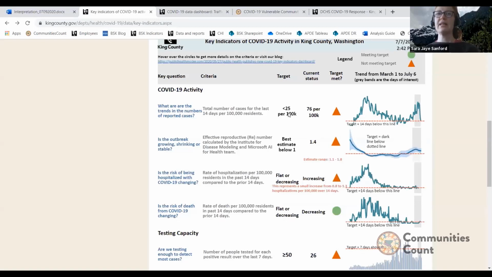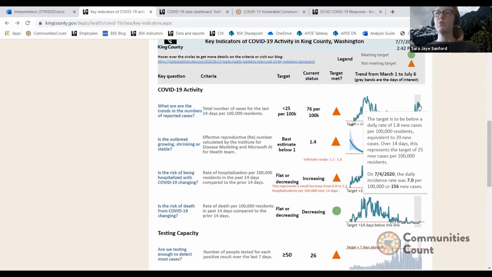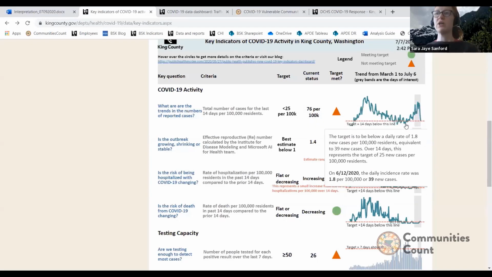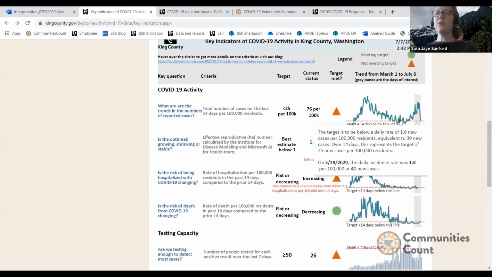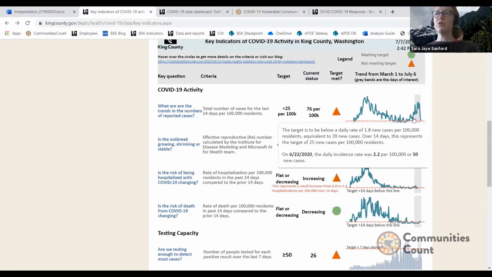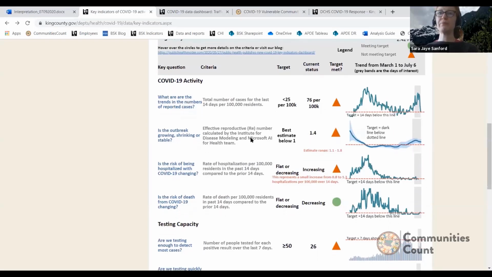So this one is: what are the trends in the numbers of reported cases? The criteria that we'd like to be at before we move into a new phase is that the total number of cases for the last 2 weeks is less than 25 per 100,000 residents. You can see that right now we're way above that. We were down here briefly below it before we moved into phase two.